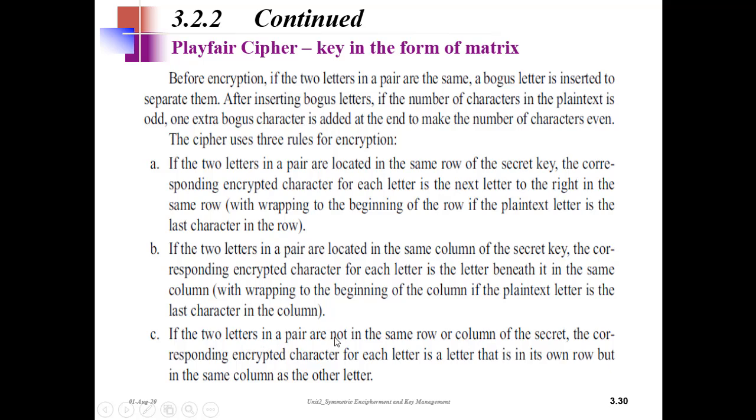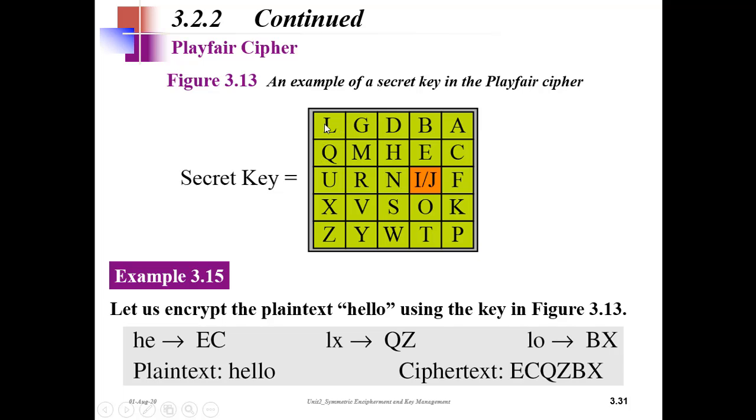So if the two letters in a pair are not in the same row or column of the secret key, what happens? The corresponding encrypted letter for each letter is the letter that is in its own row but in the same column as the other letter, right? So L, it should be in the same row.